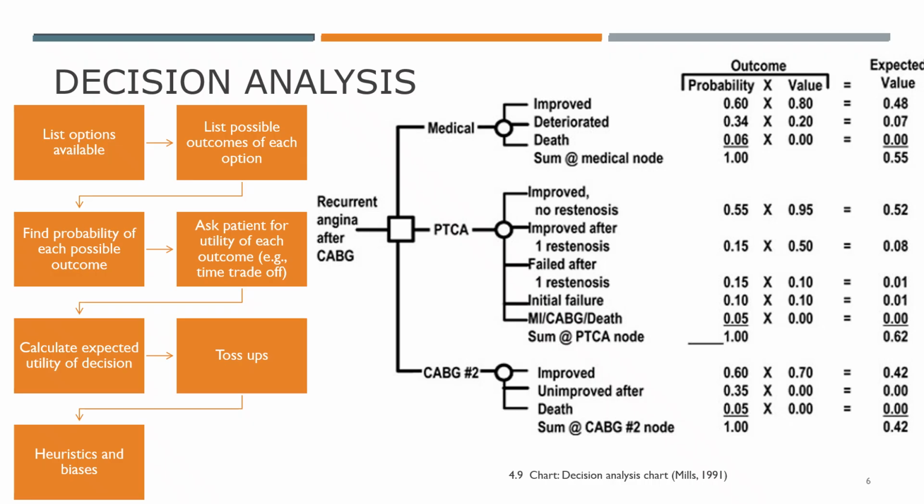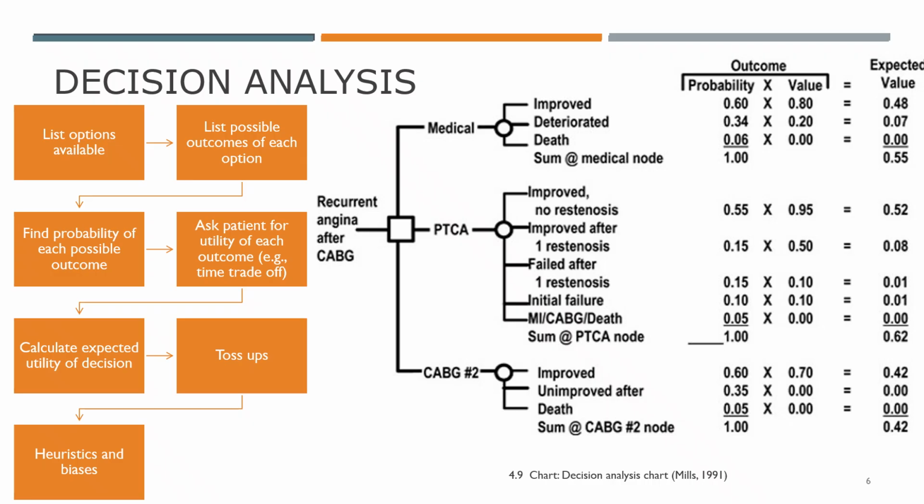You can list the possible outcomes of each option. Medication might lead to improvement, deterioration, or even death. PTCA could succeed, fail, or require another procedure, and each pathway has its own set of outcomes. They also assign probabilities. So, based on clinical evidence, clinicians estimate the likelihood of each outcome. Say a 60% chance of improvement, a 34% chance of deterioration, a 6% chance of death for medical therapy. So, we have to take all that into consideration.